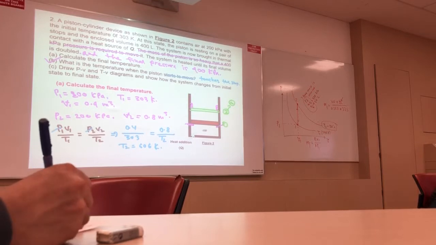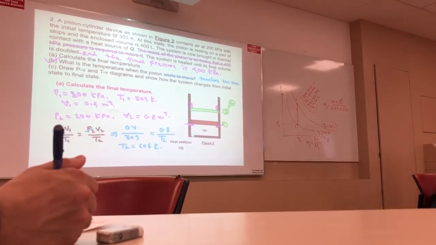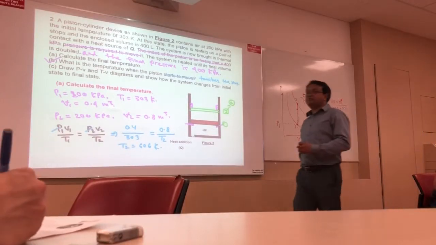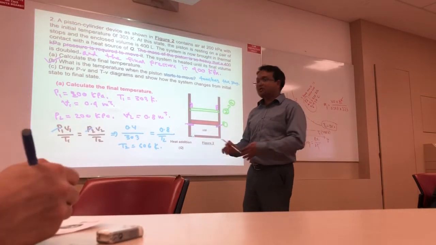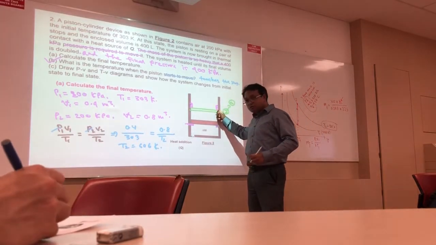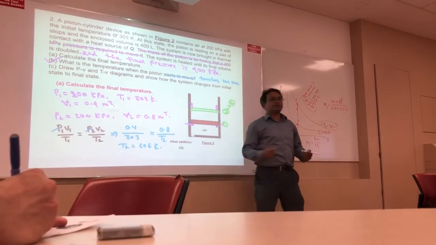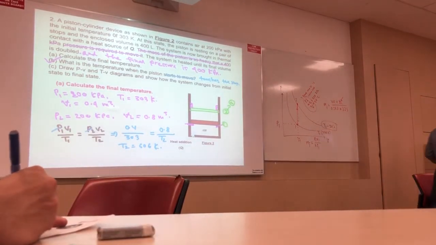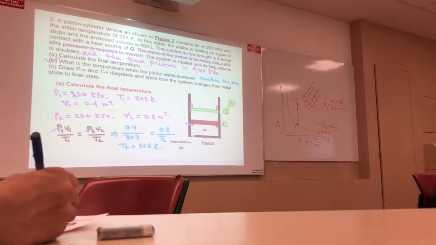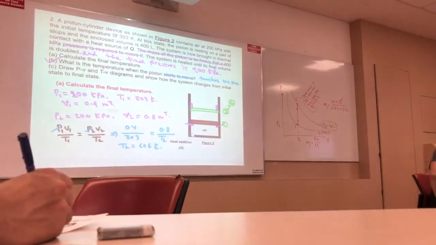Stop. Okay. So how do you calculate the final temperature? Easy, right? P2 V2 by T2 is equivalent to P3 V3 by T3. Then you can calculate.